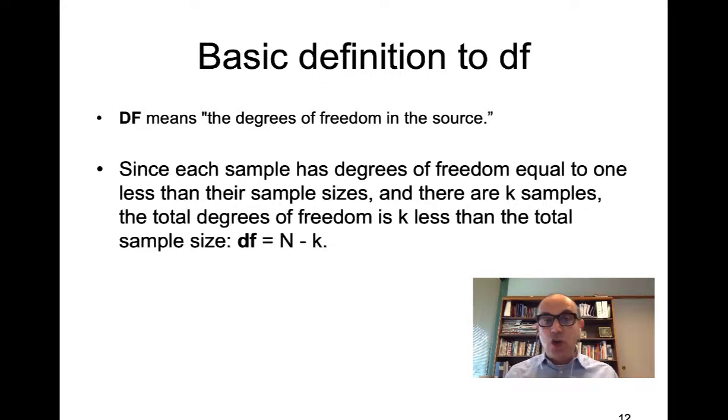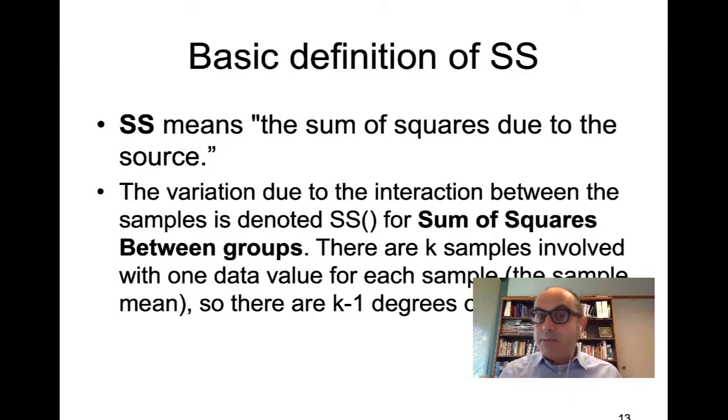So the basic definition of DF is the degrees of freedom in the source. Since each sample has degrees of freedom equal to one less than the sample size, then for K samples, the total degrees of freedom is K less than the total sample size. So DF is equal to capital N minus K, and capital N, in this case, is the sample size. SS means the sum of squares due to the source.